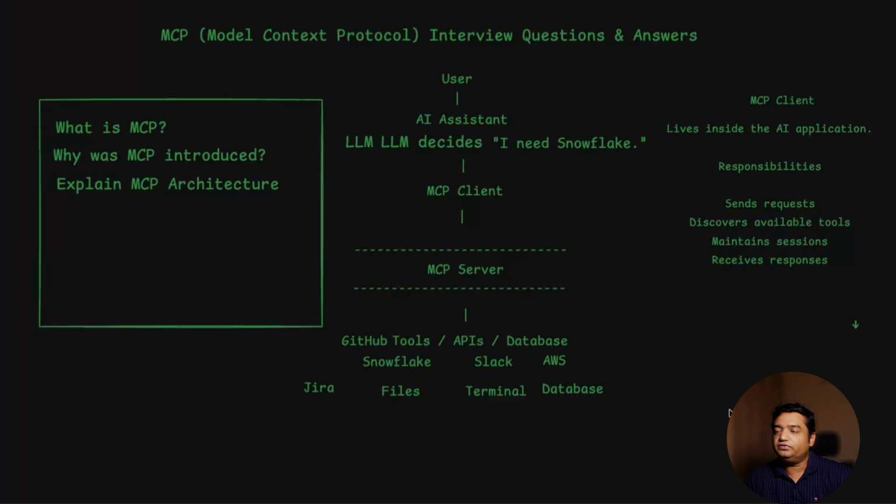Now I'll move to the second set of questions. The second set of questions is regarding the MCP architecture. They will ask you to explain the MCP architecture because this is very important. If you understand MCP as a fundamental, then you would be able to explain the MCP architecture. And when you explain the MCP architecture, keep in mind that you have to explain where the LLM lies.